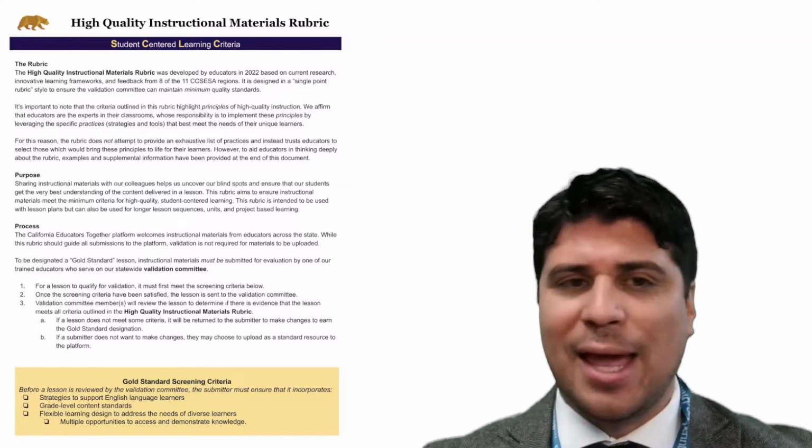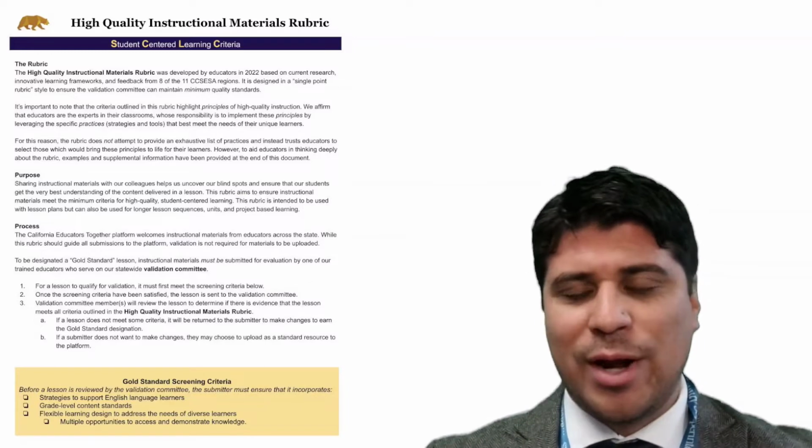The first page is an overview of the rubric. It gives you the purpose and the process. This is where we tell them what this rubric is, what this rubric isn't, and then how we went about creating this rubric and for what purpose.